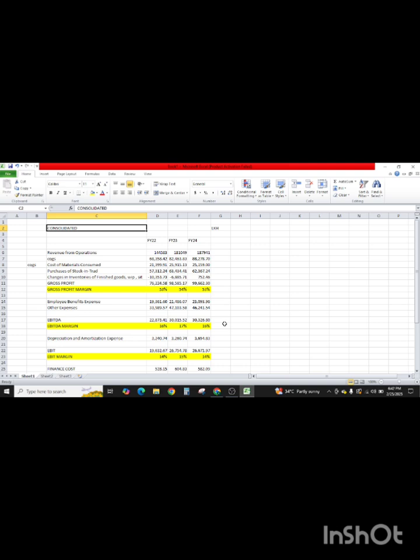Now, what I want is for you to practice this. It is a very simple exercise. There is nothing complicated about it. It is very simple. These numbers are all in lakhs.